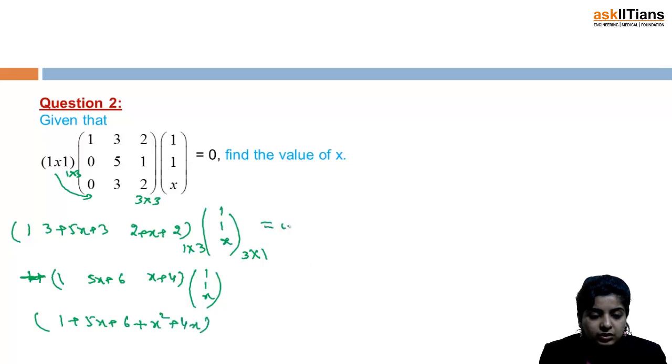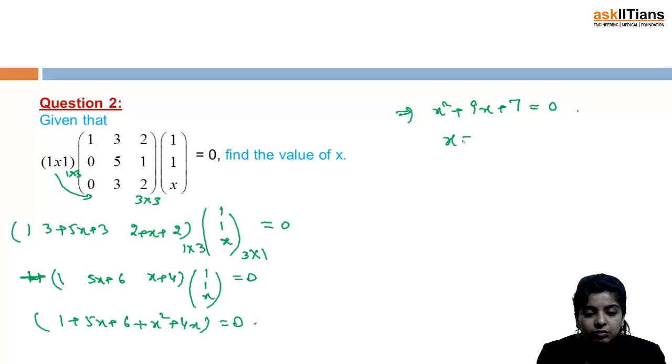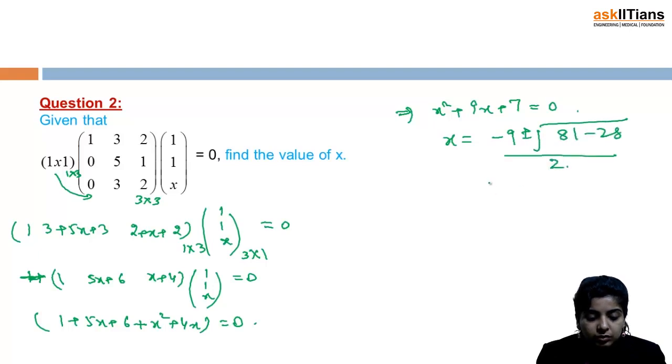I'm sorry, we had to take this equal to 0. So this becomes equal to 0, right? So this gives us x square plus 9x plus 7 is equal to 0. So this is in fact a quadratic, so you can easily find out the value of x, which is minus b plus minus under root b square minus 4ac upon 2a. So this is the final answer, right? So this is simply the value of x that we were required to compute.